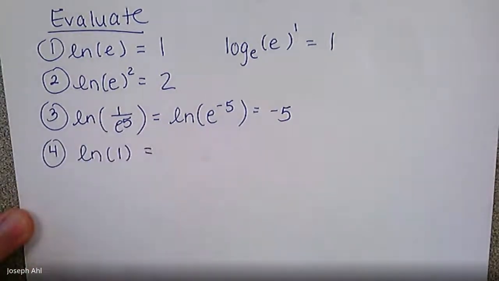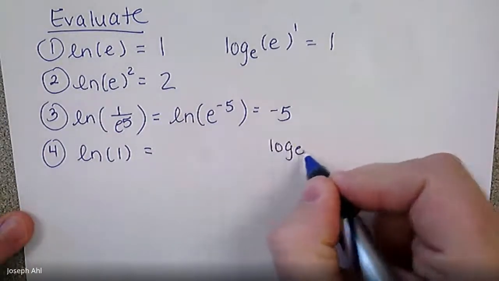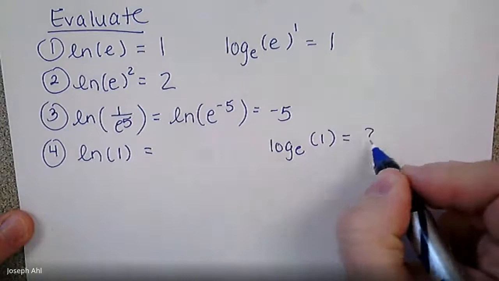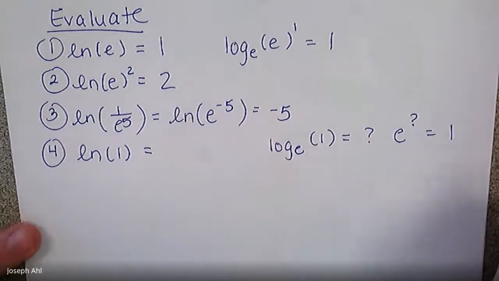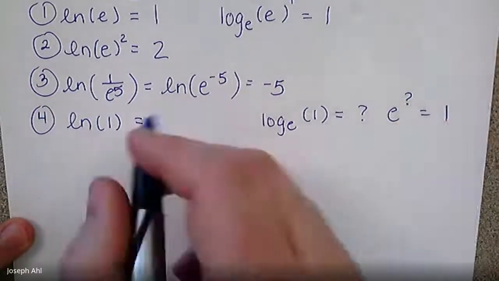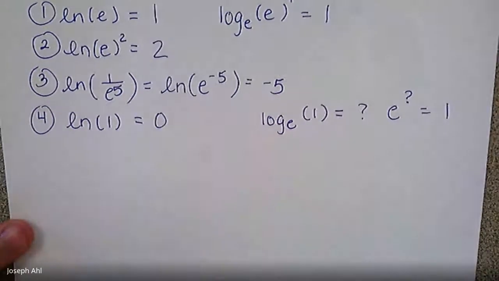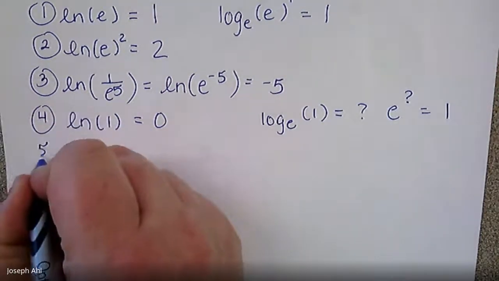How about the ln of 1? If we're not sure about that, log base e of 1 is what we're looking for. E to some power has to equal 1. Can we find an exponent that makes that true? The answer is yes. It happens to be 0. In fact, log base anything of 1 is 0, right? It was log base 2, log base 7, log base a million of 1. Always going to be 0.